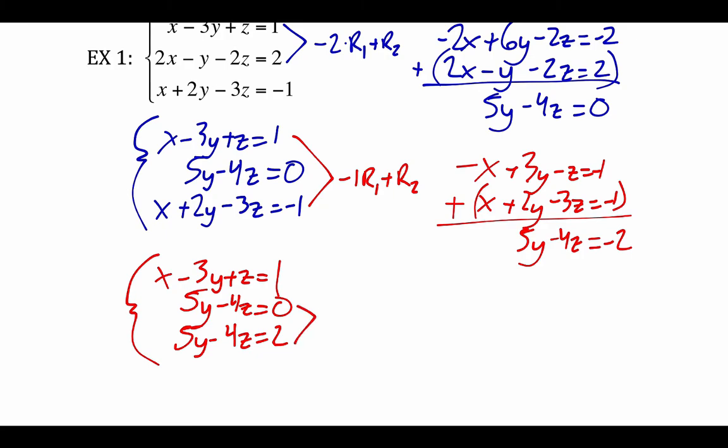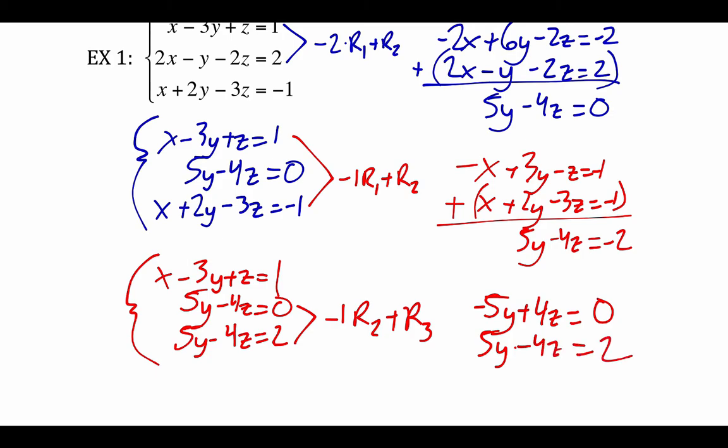So what I'm thinking is we can do the opposite of row 2 and add it to row 3. So when we take the opposite of row 2, we get negative 5y plus 4z equals, well, negative 0 is still 0. Row 3 is 5y minus 4z equals negative 2. And again, we're adding these two lines together. When we add negative 5y plus 5y, we get 0. When we add 4z plus negative 4z, we also get 0. That means that whole side simplifies to 0.